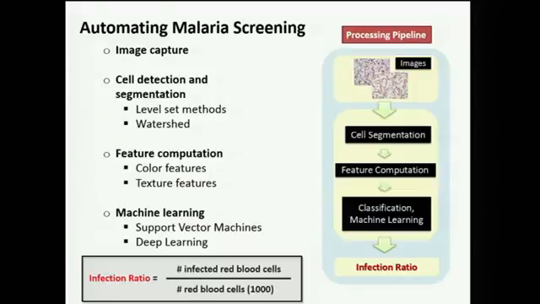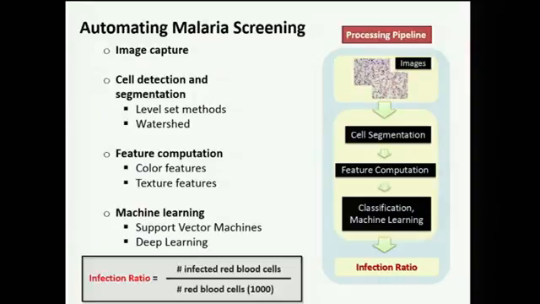Then we compute features. The features are mathematical descriptors, like, for instance, color, right? We describe what a normal cell typically looks like. It usually has a brownish color. And then the abnormal cell will have some pink-purple color in it, describing the stained parasites. So these are the features. We also use texture features that mathematically describe the horseshoe shape of a parasite, so that we have descriptors for the parasites.